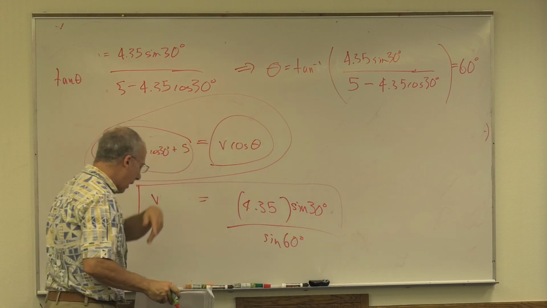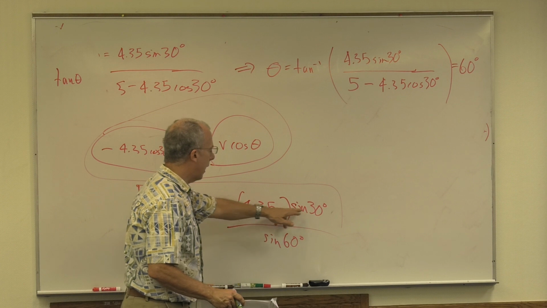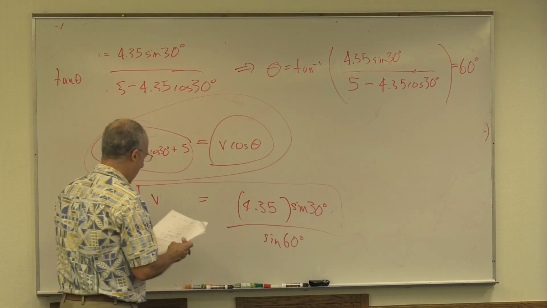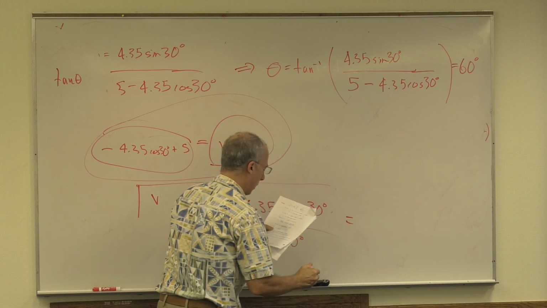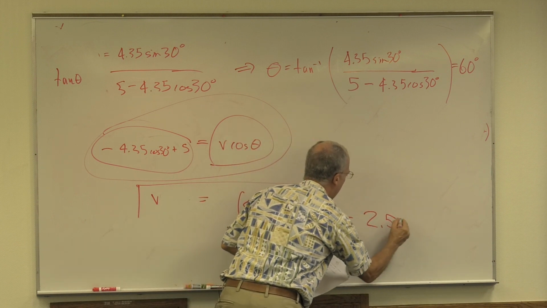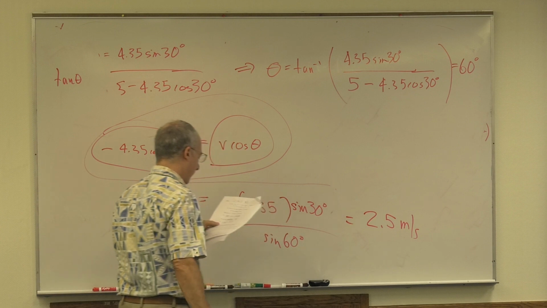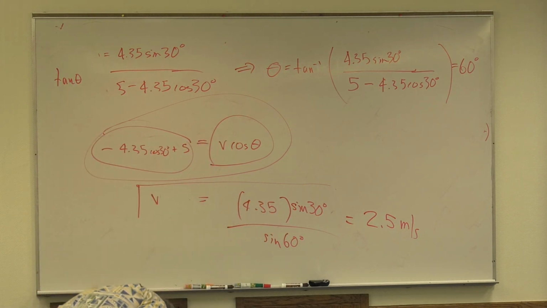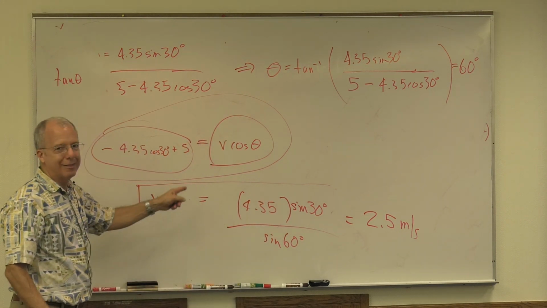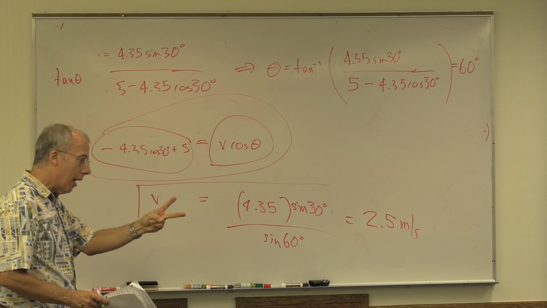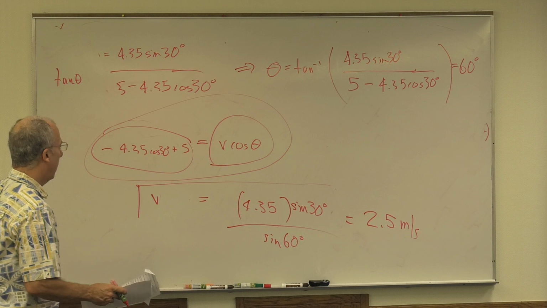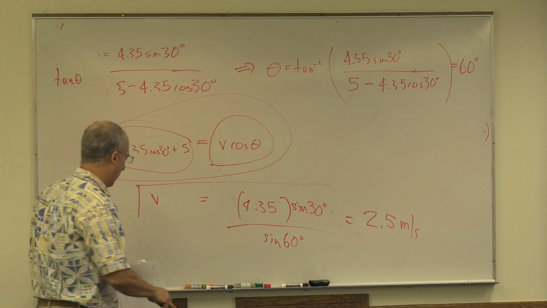So you just plug it in your calculator, right? 4.35 sine of 30 divided by sine 60. I promise you when you do that, you get 2.5 meters per second. You better make sure you can do that, because you'll have one like that, I promise you, on a lab, exam, or final exam. So make sure you can do that.